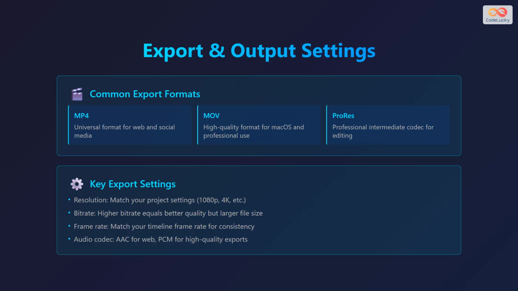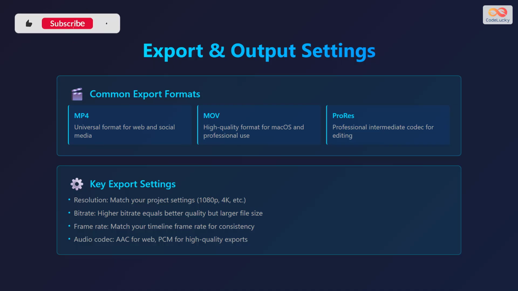When you're ready to finish your project, you need to export it. Common export formats include MP4, which is the universal format used for web and social media. MOV files offer high quality and are often used on macOS and in professional environments. ProRes is a professional intermediate codec that's perfect for high-quality editing.